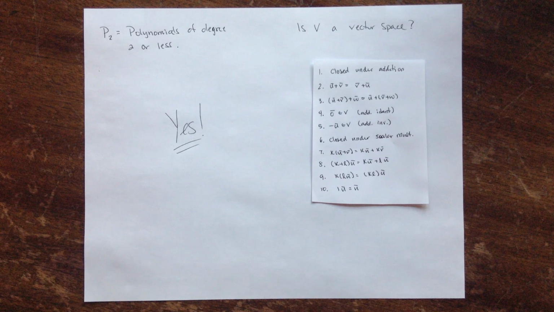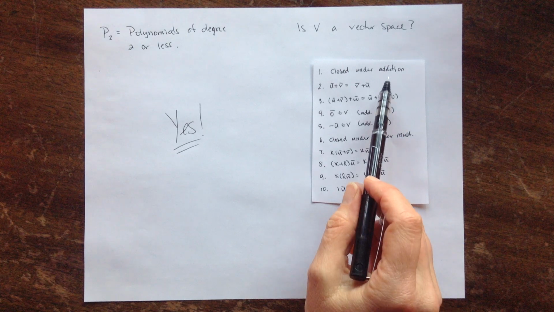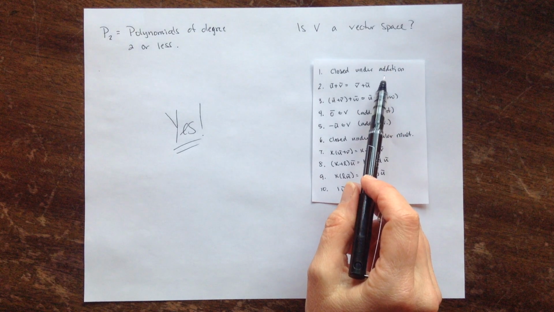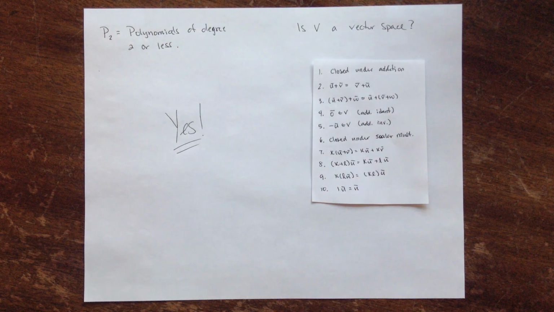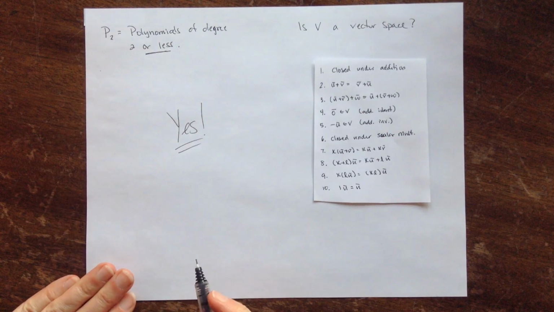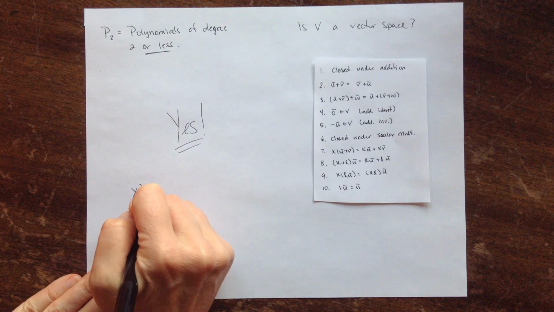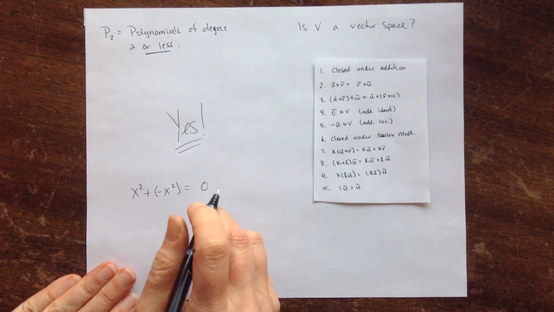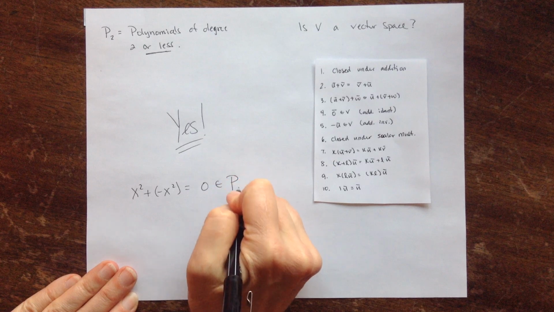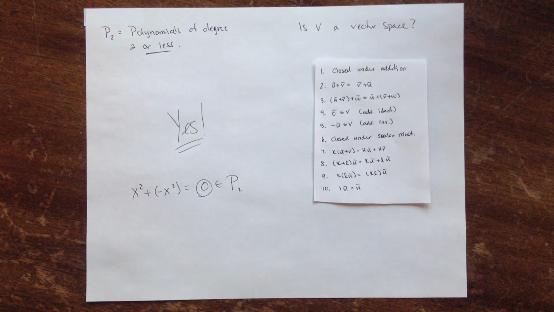The 2 problems that we saw with the previous example, polynomials of degree exactly 2, were that it was not closed under addition, because the negative x squared plus the x squared gets you 0, which bumped you out of that set. But this is polynomials of degree 2 or less. So now when you do x squared plus a negative x squared and you get 0, this is in P2 because it is a polynomial of degree 2 or less. In this case it happens to be less. And same thing with the 0 vector being in that set. It is in that set because it's degree 2 or less.